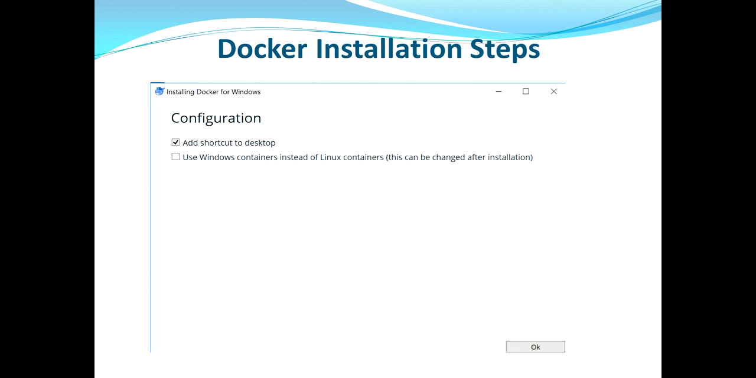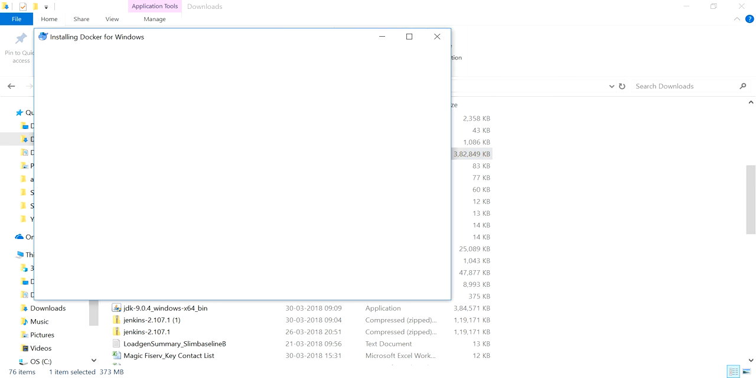Another added advantage of this installation is that you can use a Windows container instead of a Linux container. You can switch between them, as I mentioned earlier. You now have the flexibility to run either a Windows container or a Linux container, but earlier we used to have only the Linux container. So by having this, you have the flexibility in Docker to just switch your container between Windows and Linux, right?